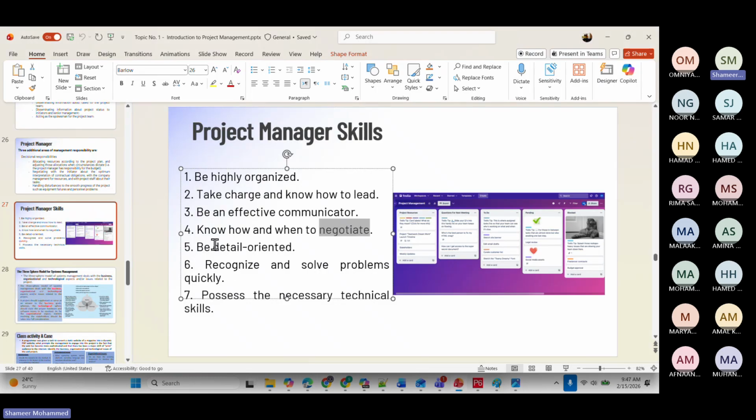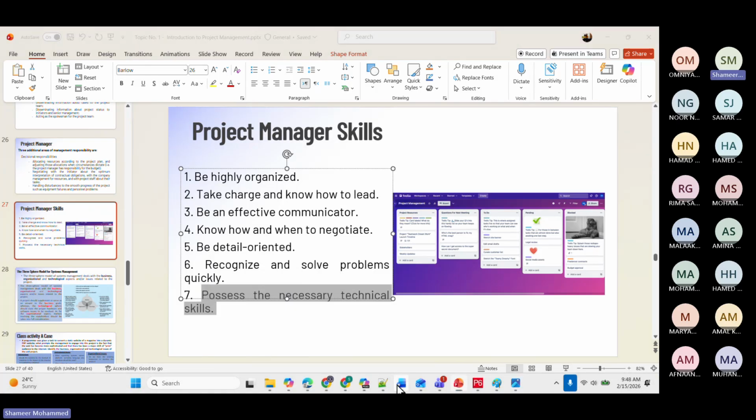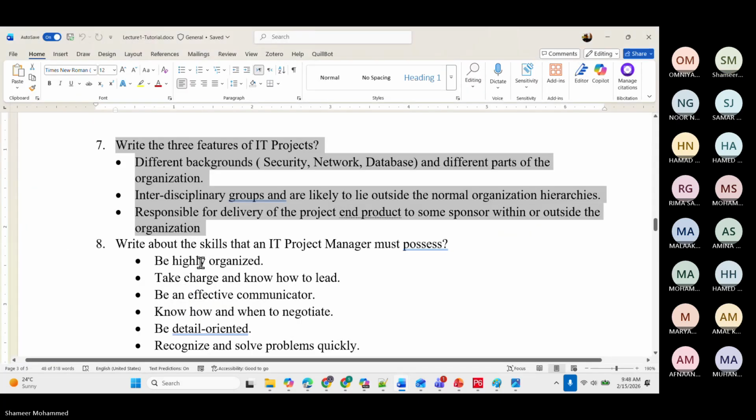You should explain the work in detail. You should quickly analyze the problems and solve the problems. You should have good skills. Right, so this is the one. So you focus on what I have given to you here in these types of tutorials.